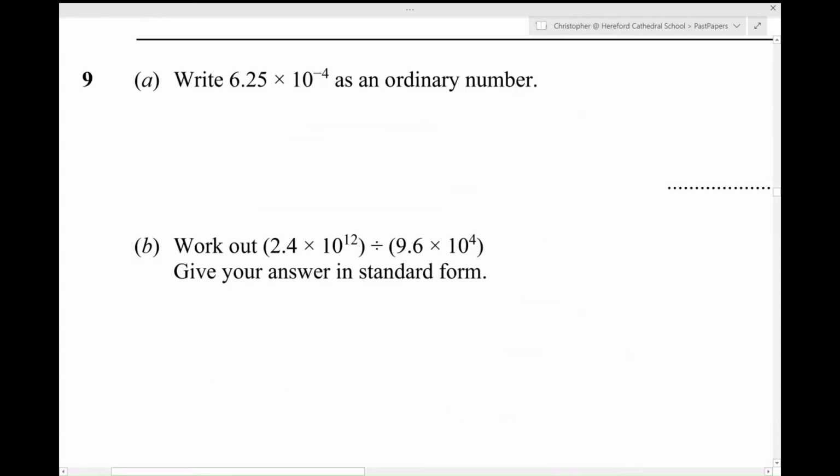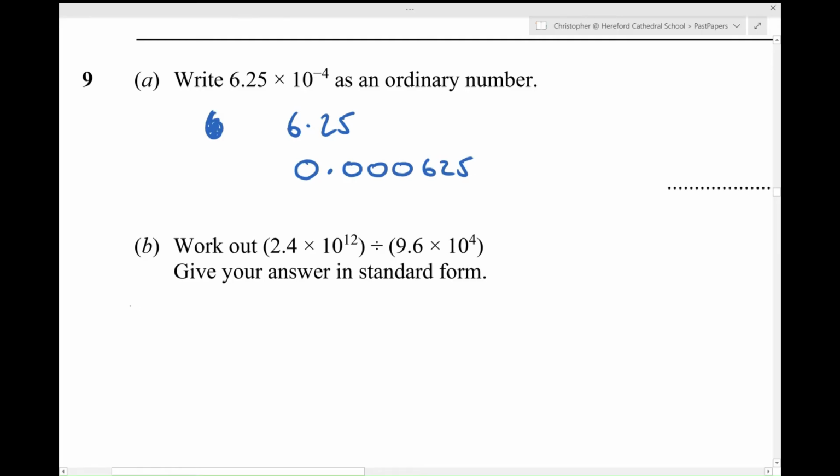Question 9, standard form. First of all, write 6.25 times 10 to the minus 4 as an ordinary number. Well, it's going to be 6.25 divided by 10, 4 times, isn't it? So I'm going to move the decimal point 4 times, once over the 6, leaves me with 3 more zeros. So there's my answer to A.